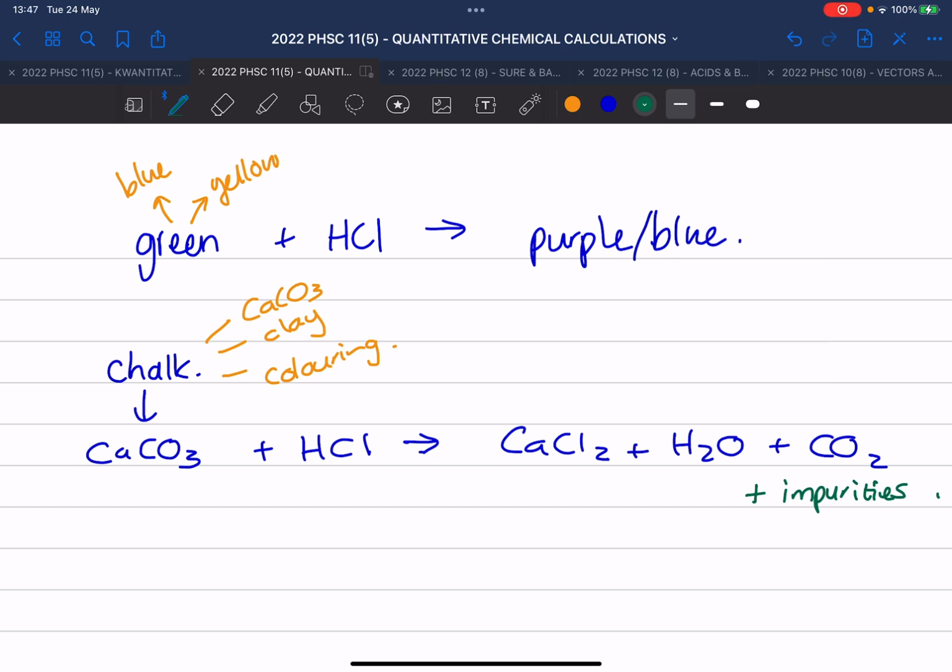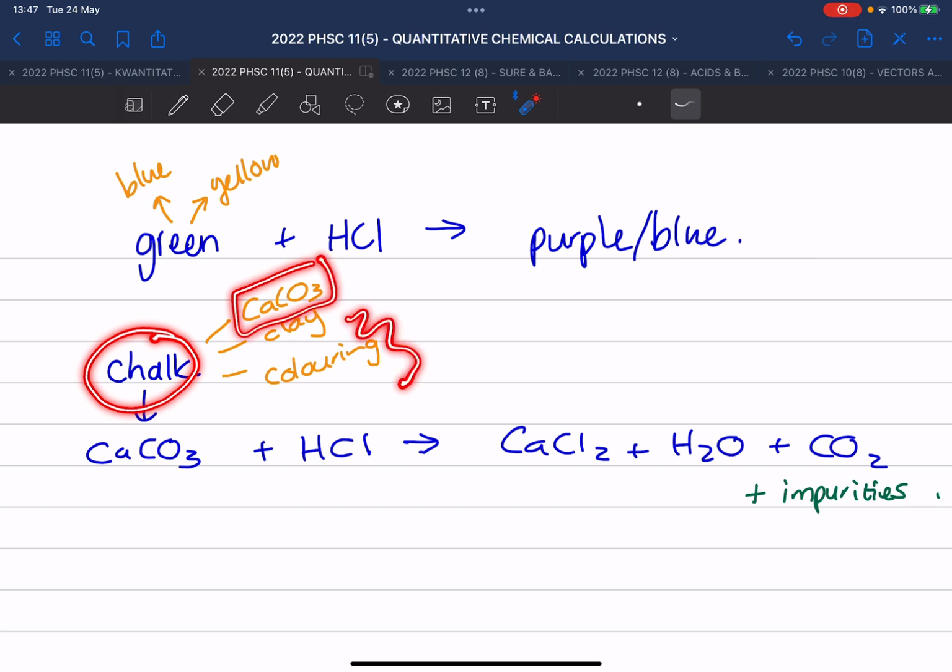So we want to know, all right, of this chalk, how much was calcium carbonate and how much was the filth, the impurities, the extra stuff. That's what we're going to determine now.